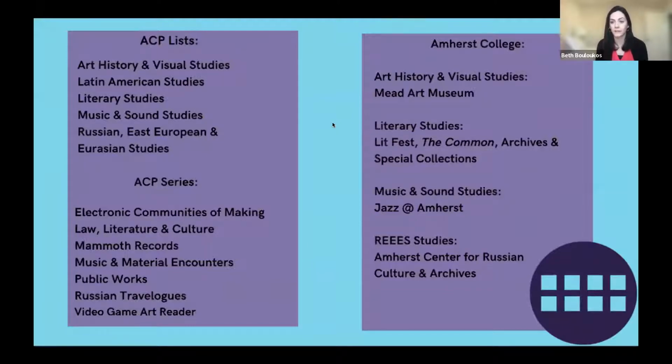We have a jazz series because music is an important area for Amherst College. We acquired literary studies because that as well is really core to the campus. And we have a very small but incredibly well curated art museum on campus as well. So we do acquire in art history and visual studies.